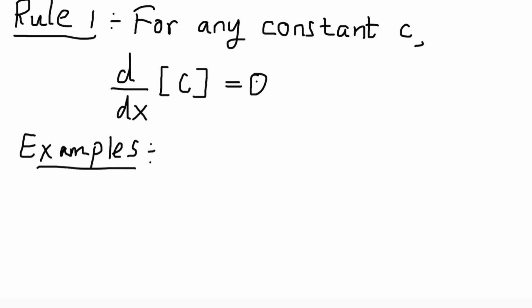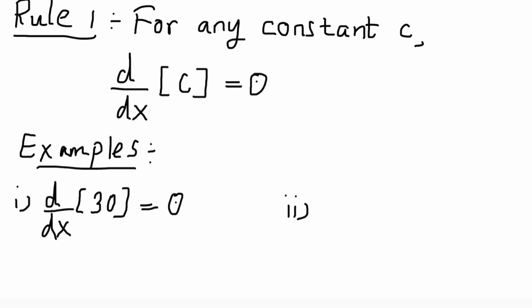So let's focus on some examples. For the first example, we consider 30 as the function. So we can compute the derivative of this function with respect to x. So we say it is 0. For the second example, e to the power 10 is chosen to compute the derivative with respect to t. Again, e to the power 10 is a constant, so the derivative is 0.